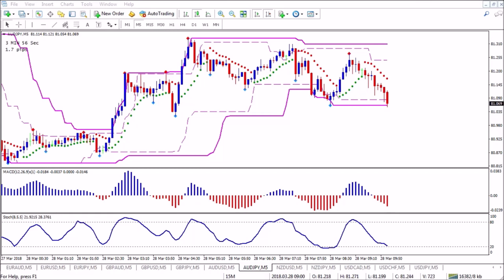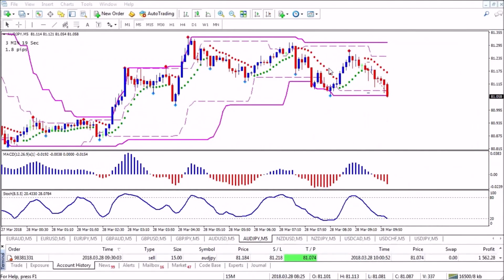So let's take a quick look at what we made on this one. We'll throw the trade up on the chart. So again, the entry was here, very nice and clear. The take profit down below, and on this one, we made $1,562.28.